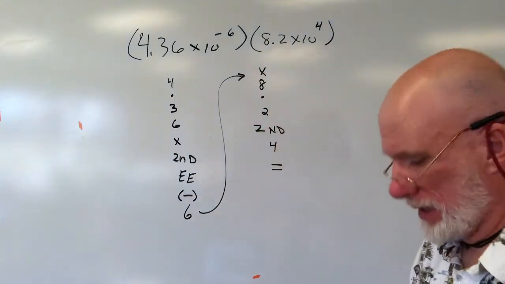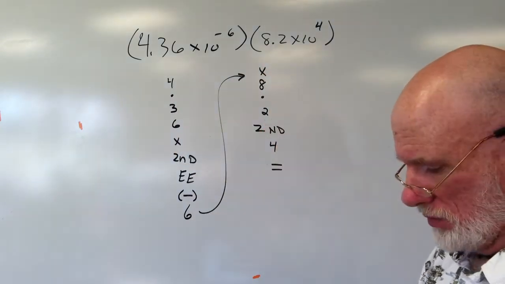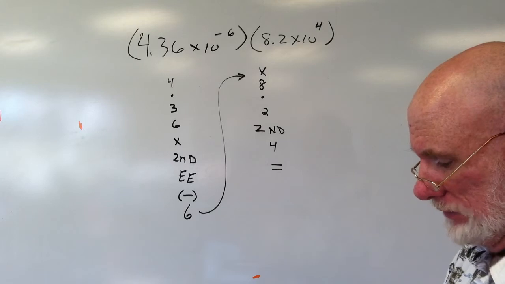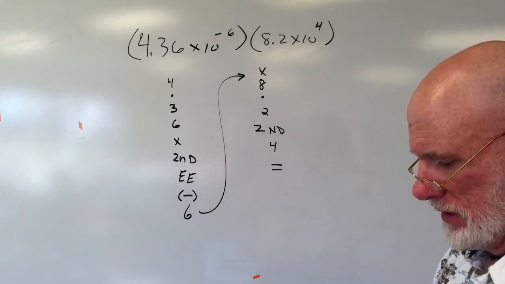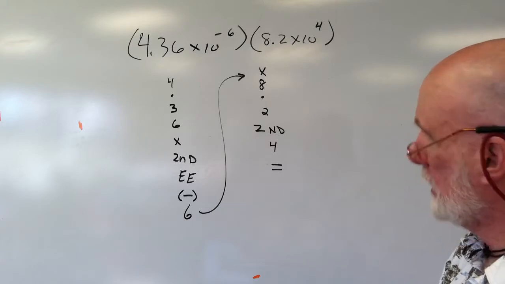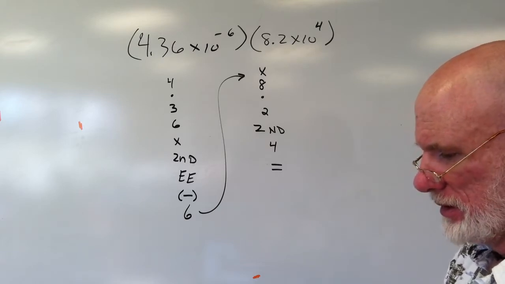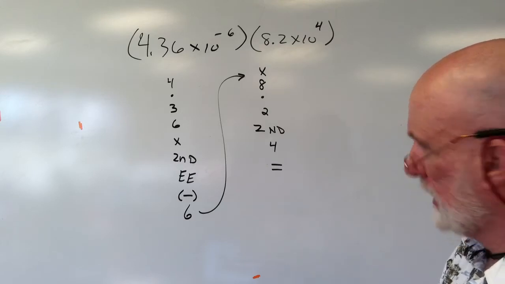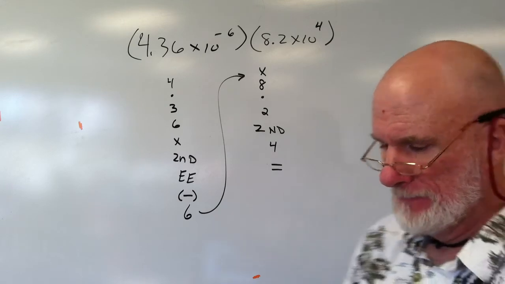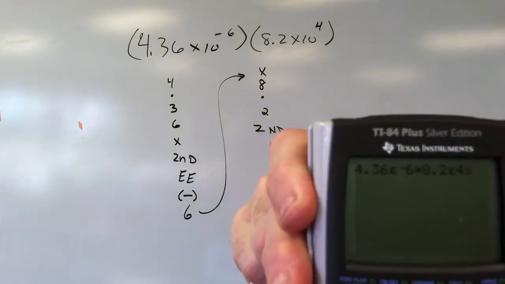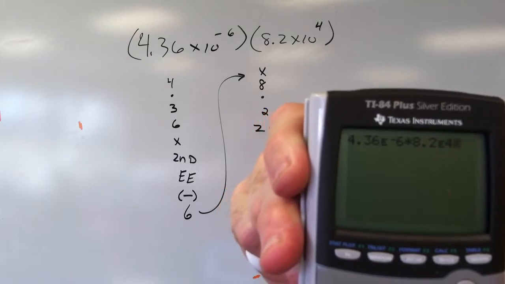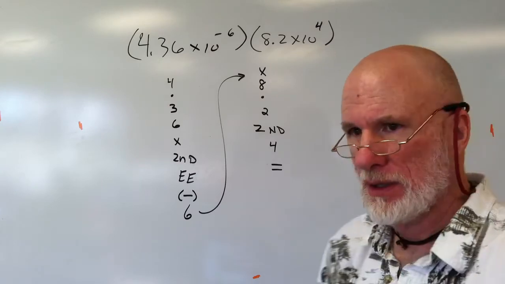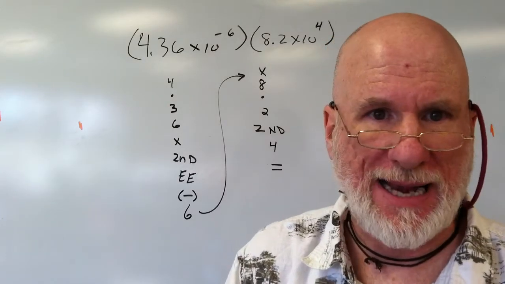So if you didn't do that, try that. I'll plug it in myself. So 4.36 times, sorry, that's not what I wanted to do. Second, EE negative 6 times 8.2 second EE 4. So that's what I have. And that's what's going to show up on your calculator. And then when you hit enter, if it's small enough, they'll take it out of scientific notation.